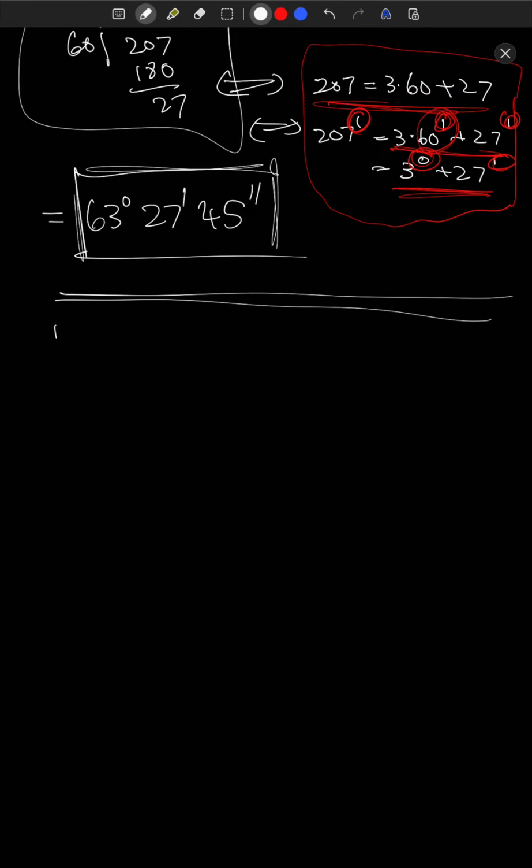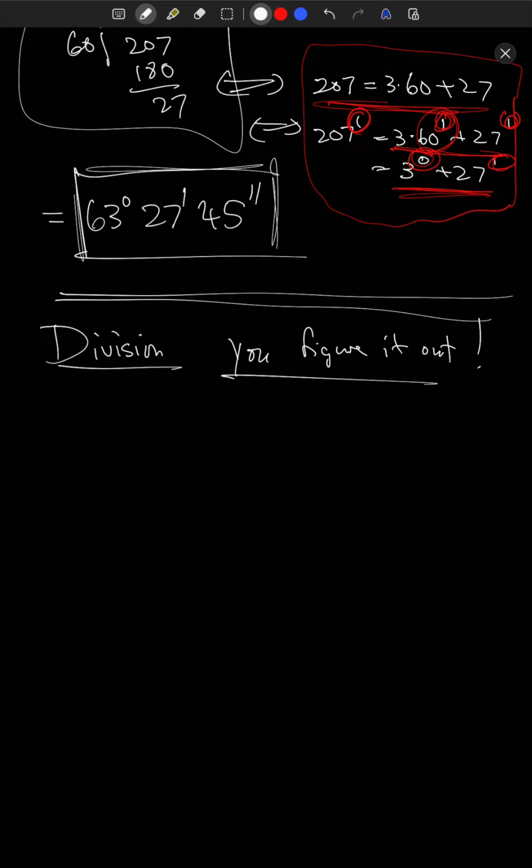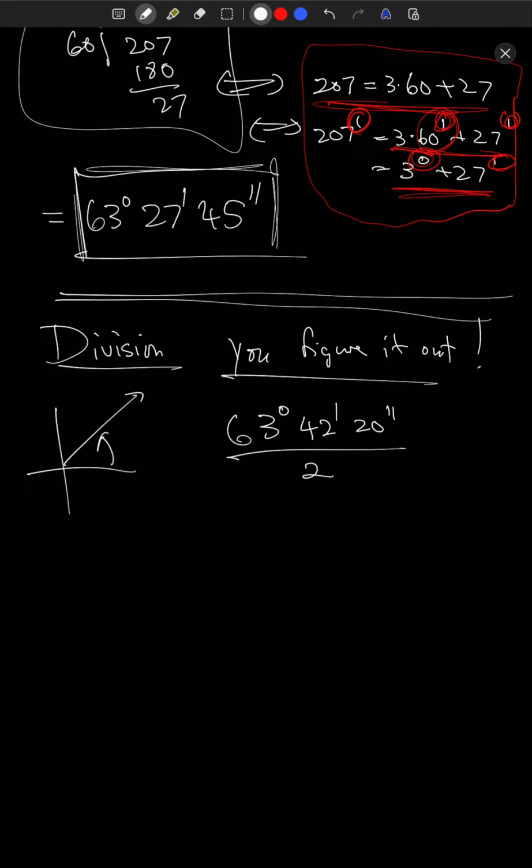So the last bit of arithmetic is division, and you figure it out. So maybe you can figure out 63 degrees, 42 minutes, and 20 seconds divided by 2. And again, very practical. You might have this angle right here, 63 degrees, 42 minutes, and 20 seconds, and you need to know how to split that into 2 pieces.